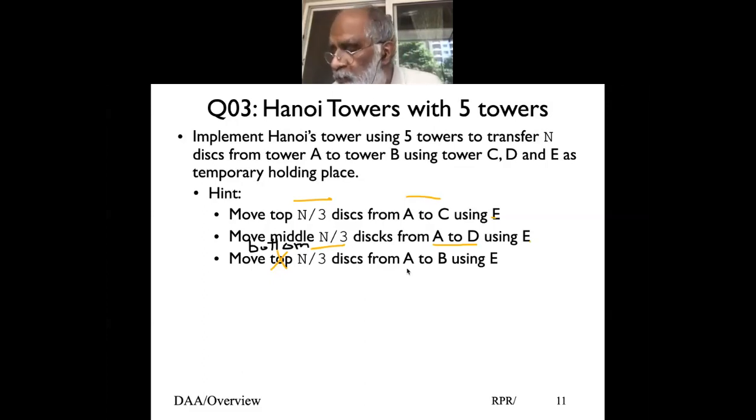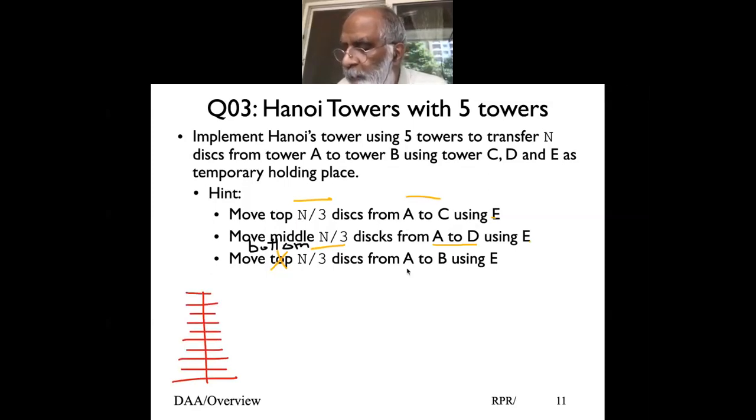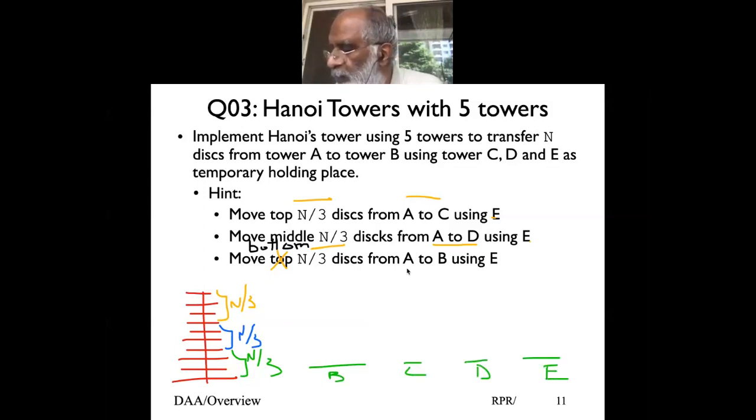Now you look at it. Originally, this was my towers, divided into three parts, n by three, n by three, n by three. This is my tower B. This is my C. This is my D. This is my E. I said move this n by three disks to tower C using this as an empty. So after this, A will be left with 2n by 3 disks and C will have this top n by 3 disks.